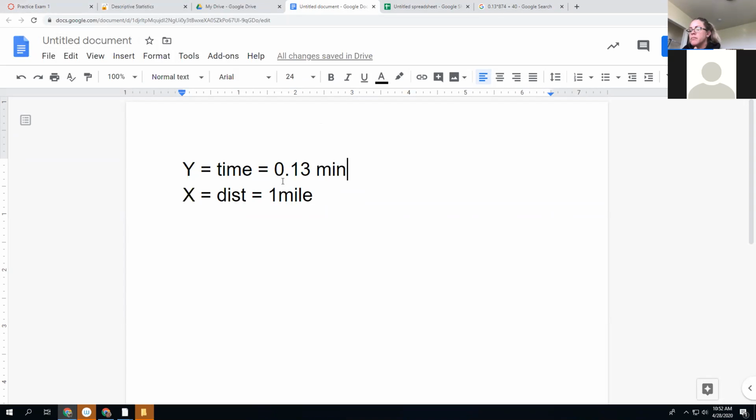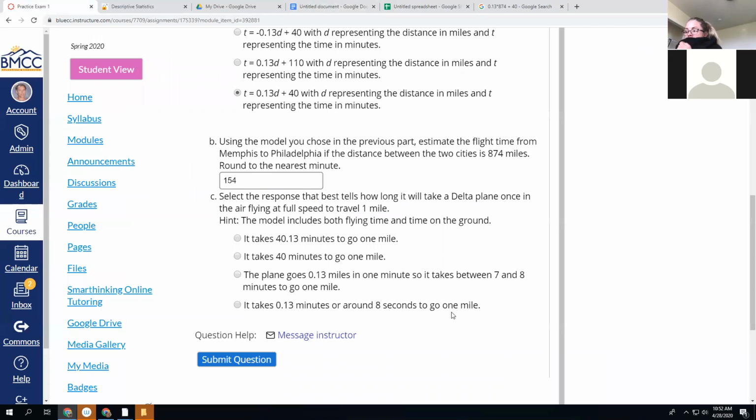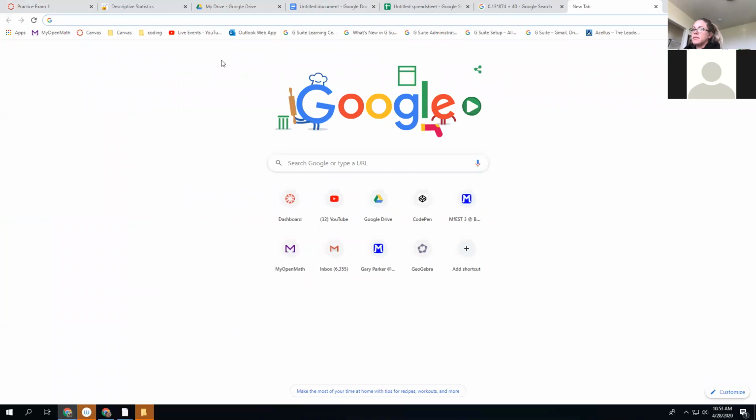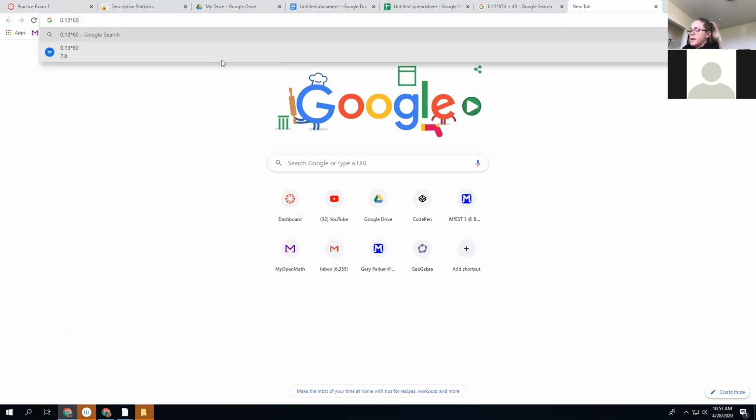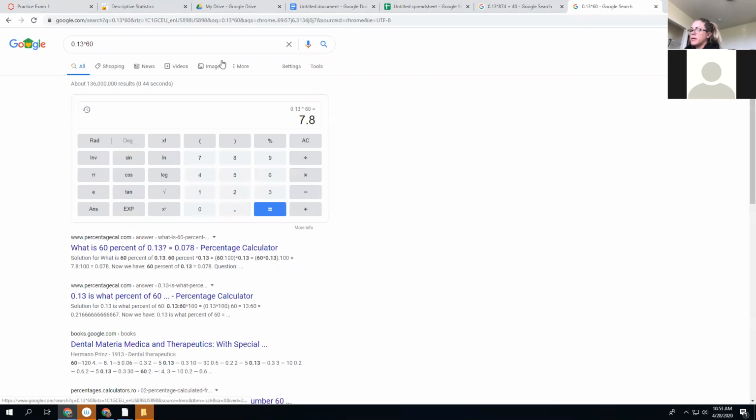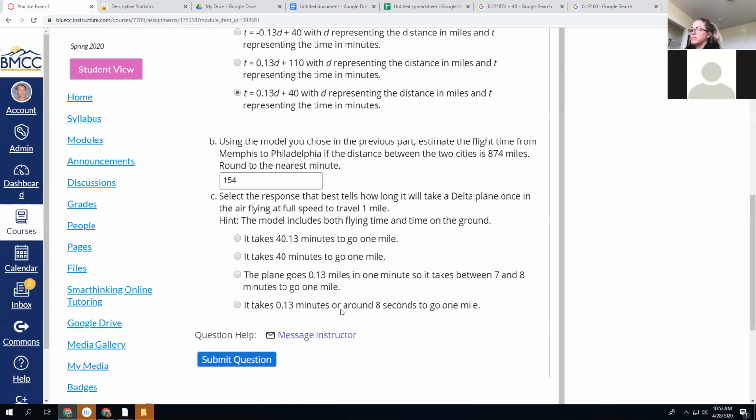Anytime I have to think about the slope, I have to sketch it out. I couldn't just do that in my head; I had to put it down on paper. I think this one right here, yes: it takes about 0.13 minutes, or around 8 seconds, to go 1 mile. Let me double check that 8 seconds. There's 60 seconds in a minute, so 0.13 times 60 is about 8 seconds. So that one, it turns out, is the one I want.